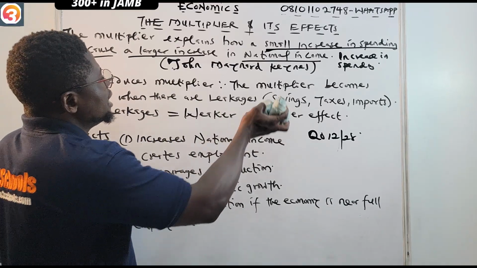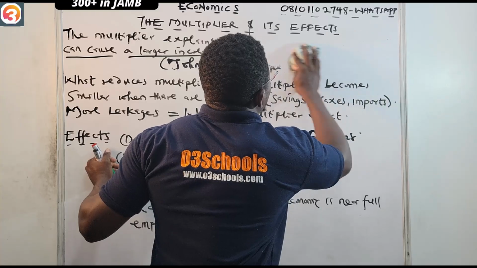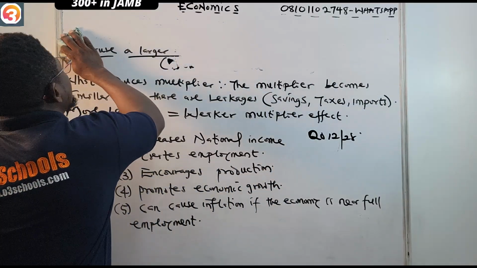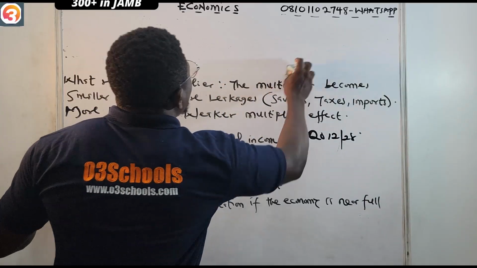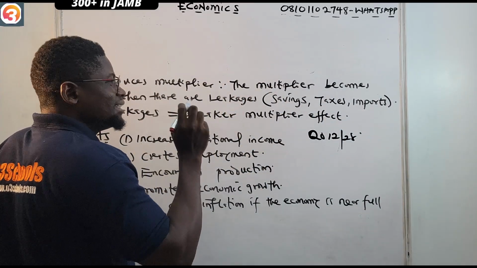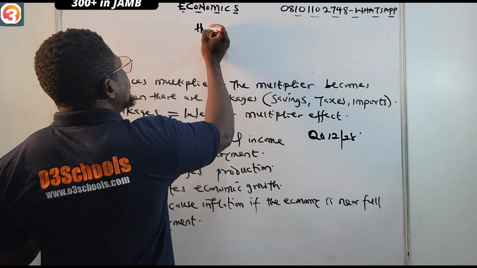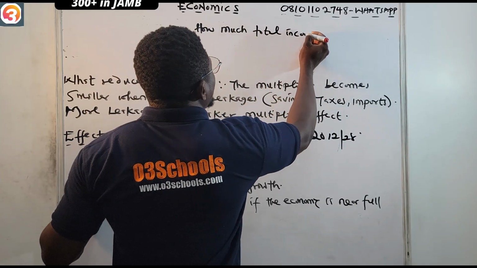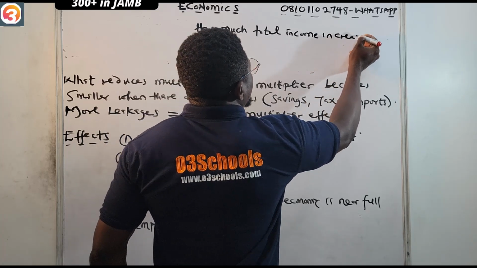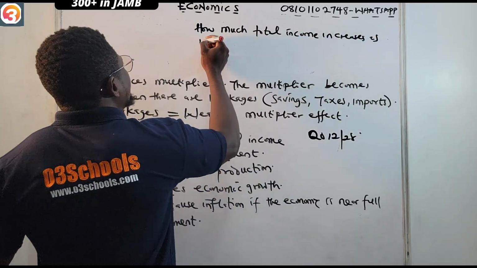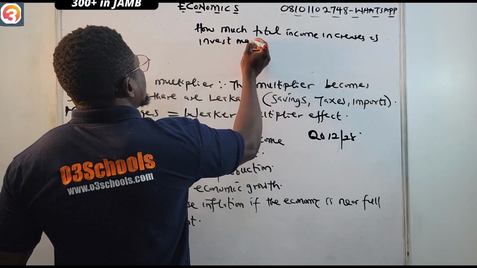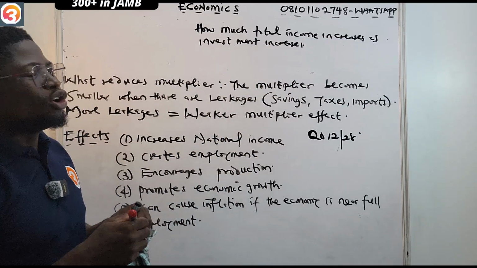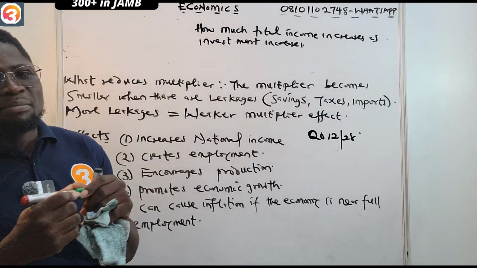So basically, the multiplier shows how much total income increases when investment increases. It shows how much total income increases as investment increases.